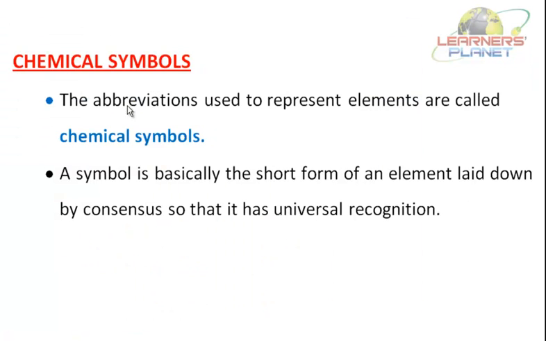Chemical symbols. The abbreviations used to represent elements are called chemical symbols. So students, the names of the elements cannot be written like that. Every time you can't write the long names of the elements. Like you can't write, say, nitrogen, oxygen, carbon, like that. So there are certain abbreviations which are used to represent these elements.